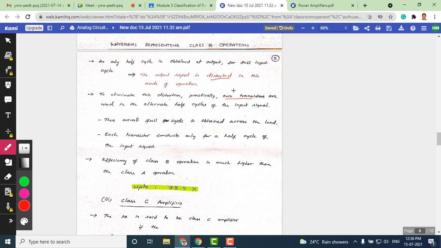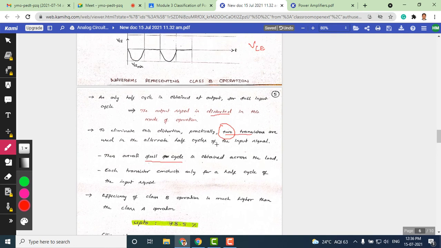But each transistor conducts for one half cycle. For a positive half cycle, one of these transistors will conduct. For the negative half cycle, the other transistor will conduct. So that overall at the output you see the full cycle. That is an alternative way to reduce the distortion.